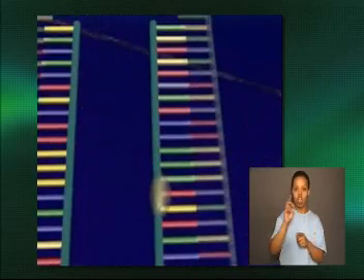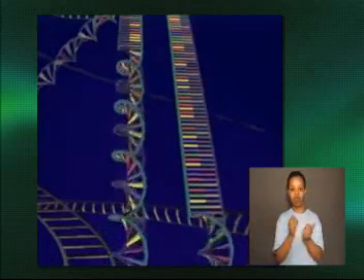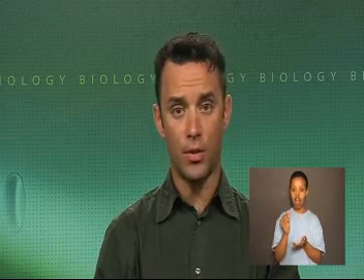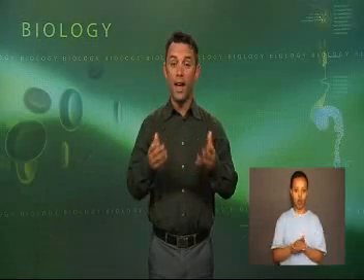Unwinding is followed by complementary strand synthesis. This progresses along the whole length of the DNA molecule. Each contains one strand from the original DNA molecule and one newly synthesized strand that is its complement. That is quite a process.